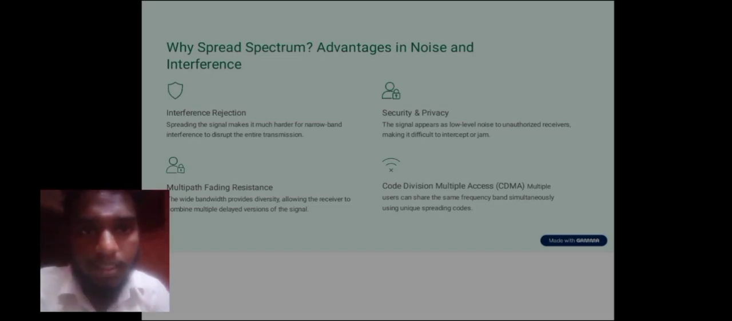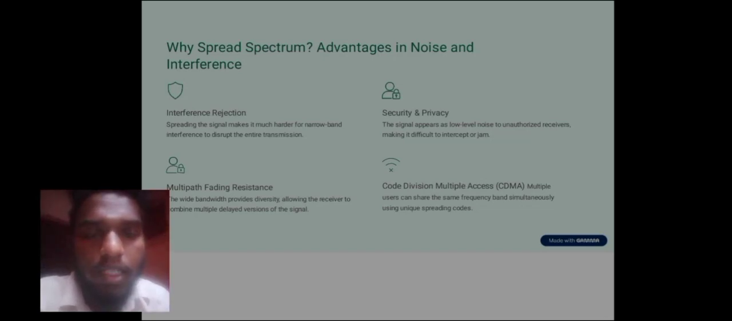And the third one is multipath resistance. Multipath fading resistance is nothing but multiple users can transmit through the particular range of frequency simultaneously. That is called multipath fading resistance.